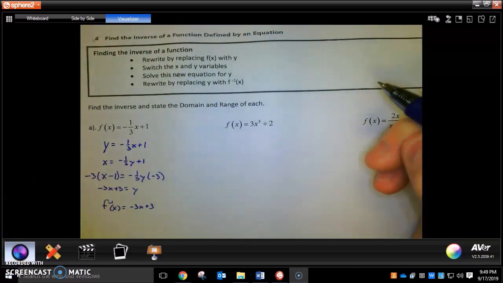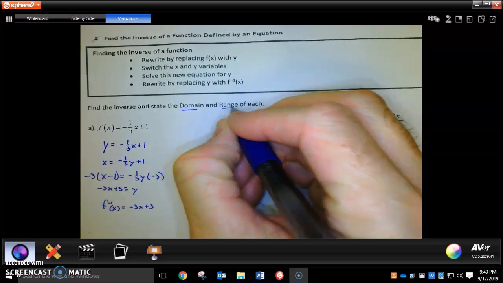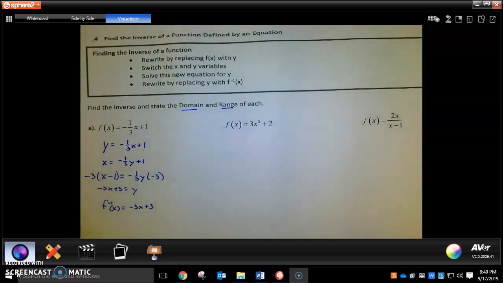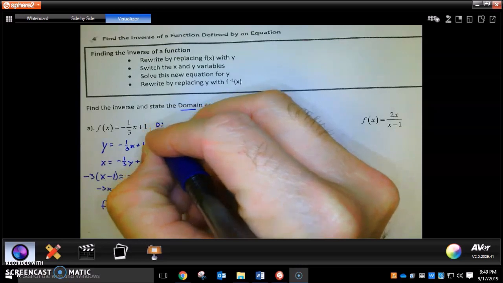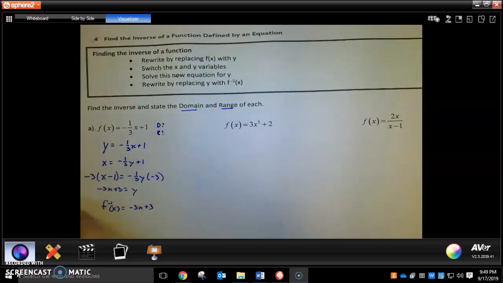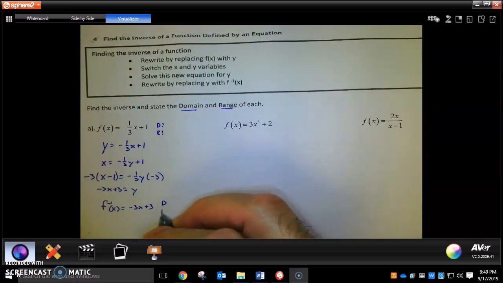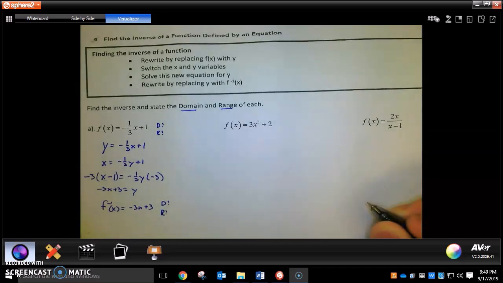Now, if you look at the directions, it also says we're supposed to find the domain and the range of each. So we want to find the domain and the range of the original function, and we want to find the domain and the range of the inverse function.